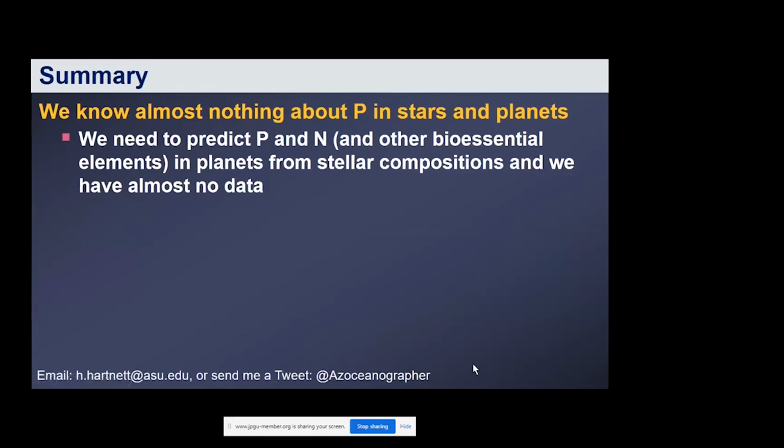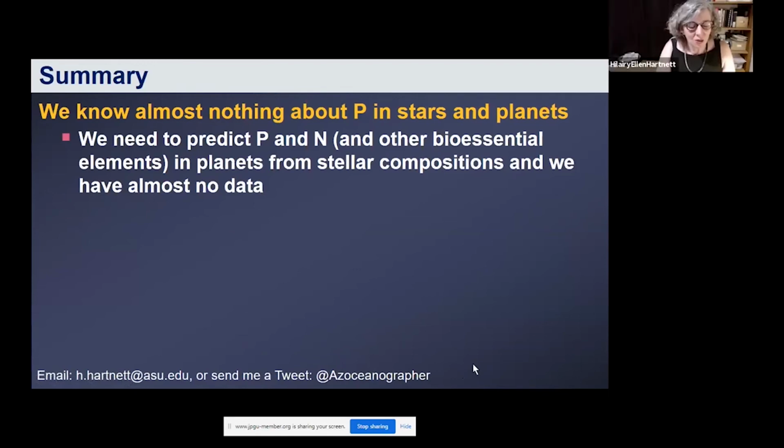So, in summary, we're going to have to estimate what we know about our exoplanets from their stellar compositions, right? We will not have good data for the exoplanets themselves for a very long time. And so we will need to predict phosphorus and nitrogen and these other bioessential elements from the stellar compositions. And we have almost no data for phosphorus and nitrogen in these stars. So the first thing we need to do is build our catalog of elemental abundances for bioessential elements.